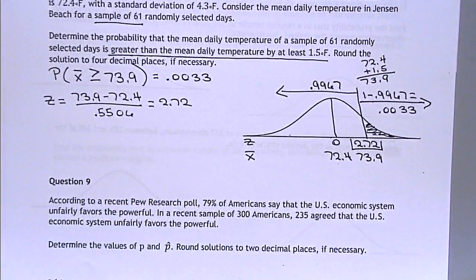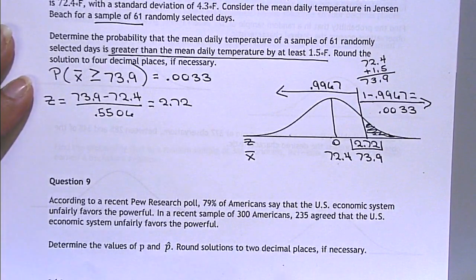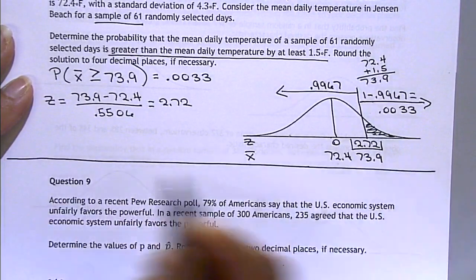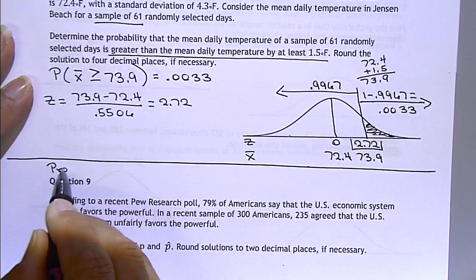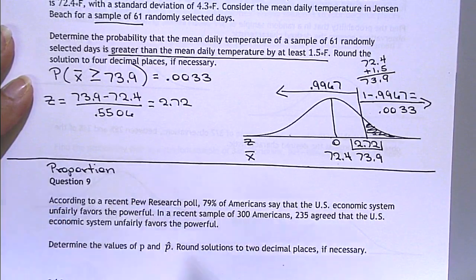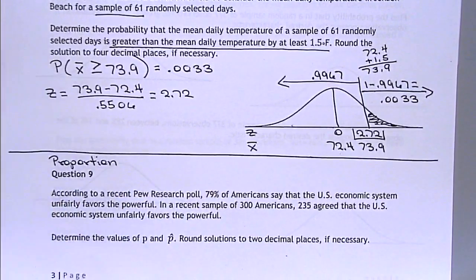All right, now let's look at a research poll that 79% of Americans say that, okay, I want to draw a line right here because we're changing gears. And these problems that we're going to talk about are going to be proportion problems. Now, you haven't hit proportion problems in Chapter 6, but you're going to get proportion problems in Chapter 7, and you're going to need to recognize what they are. Here's what you look for.